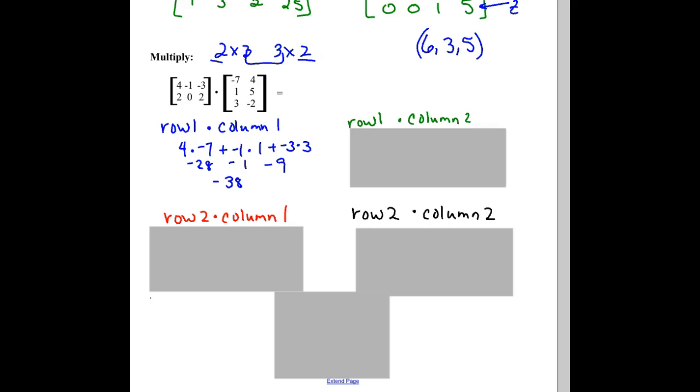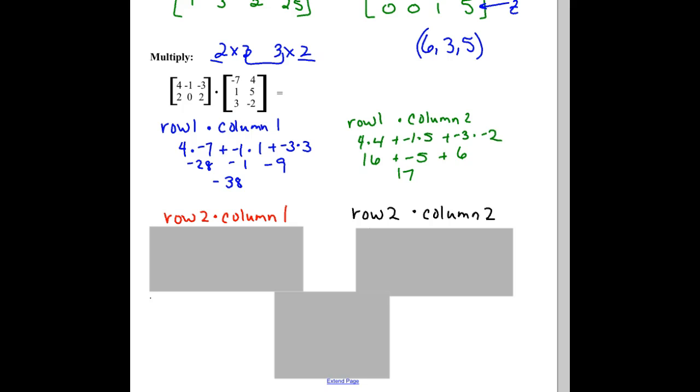Row 1, column 2. So 4 times 4, negative 1 times 5, and negative 3 times negative 2. So we end up with 16 plus negative 5 plus 6. 16 plus negative 5 plus 6 gives us 17.